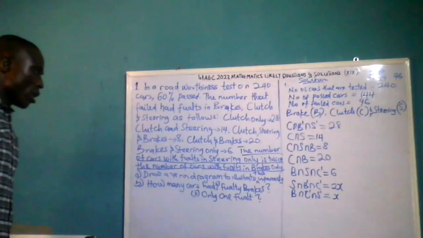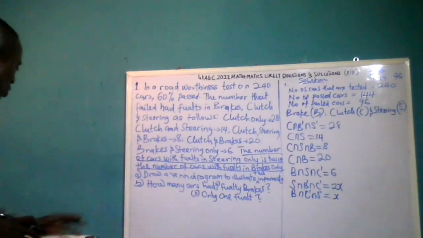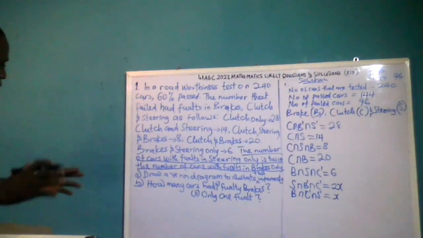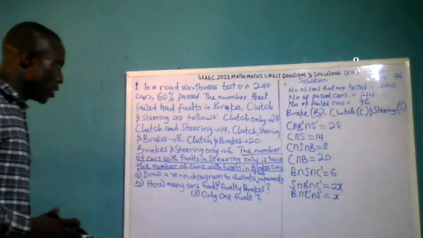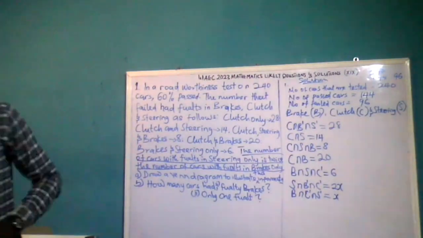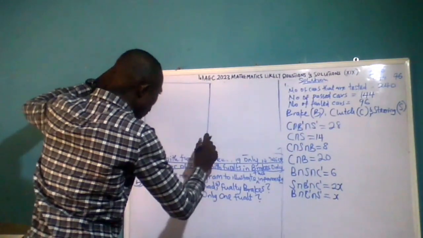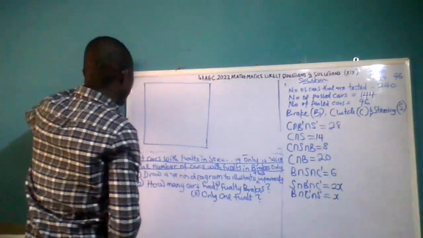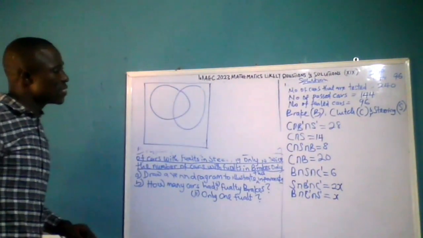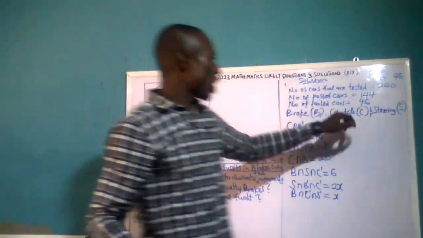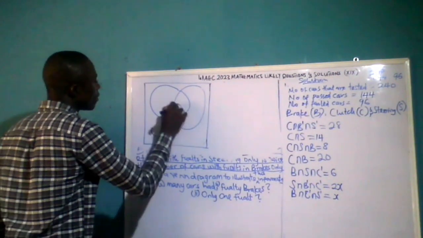So, having done that, we can now go and look at the question. The question that we have here is that we have to first and foremost draw a Venn diagram that illustrates the whole information. So the Venn diagram. Don't forget that since we are dealing with 3 factors, brakes, clutch, and steering, this Venn diagram will be a 3 circle Venn diagram. Okay, so let's draw it.